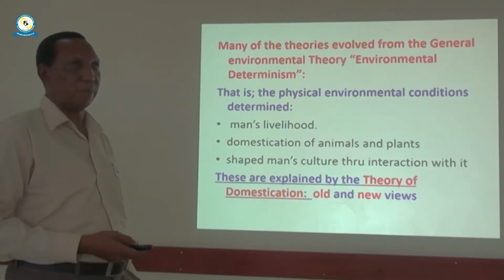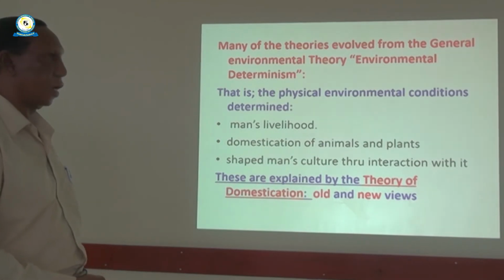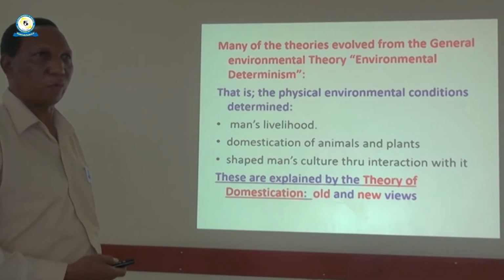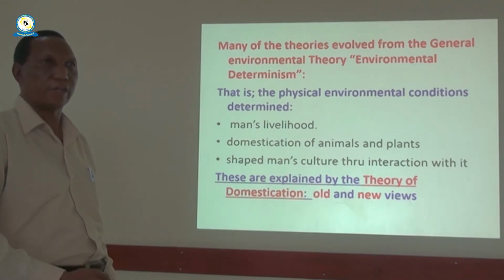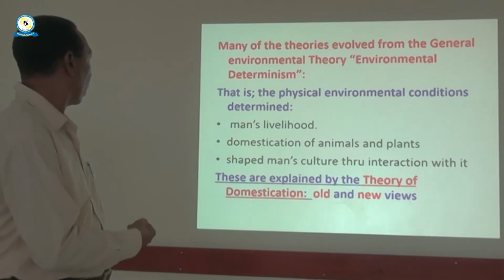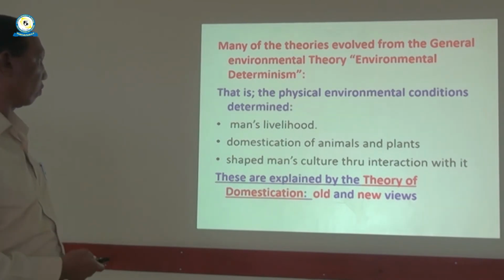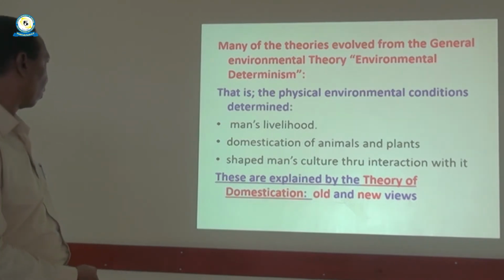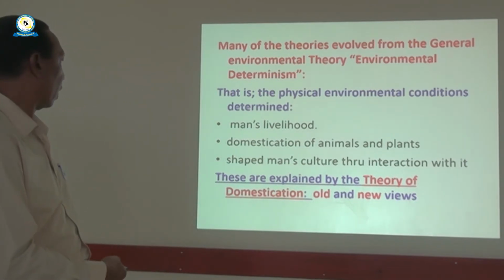Many of the theories are based on the general environmental theory called environmental determinism. That's how the environment determined life. By that time, when man had a low level of technology, it was the environment that determined his life. So you find that the environment also determined the domestication of animals and plants, which constituted food, the subsistence level. It also shaped man's culture through interaction. These explain the theory of domestication.